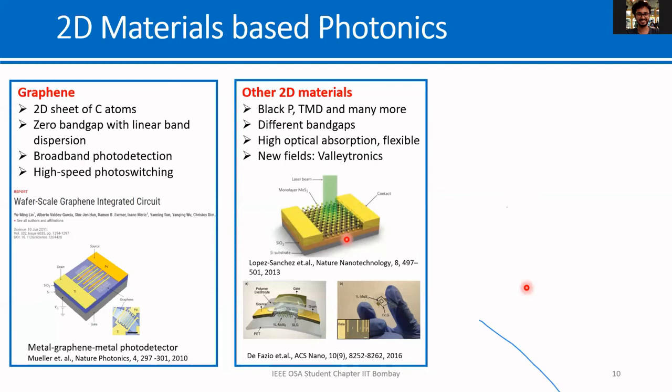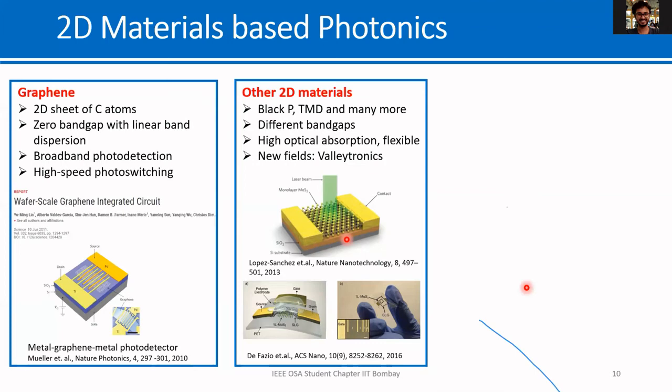And in addition, these devices have opened up new fields of research like valleytronics in the case of 2D materials, in which, in addition to the spin degree of freedom, the valley degree of freedom of an electron sitting in a valley of the conduction band can also be used to transmit information.